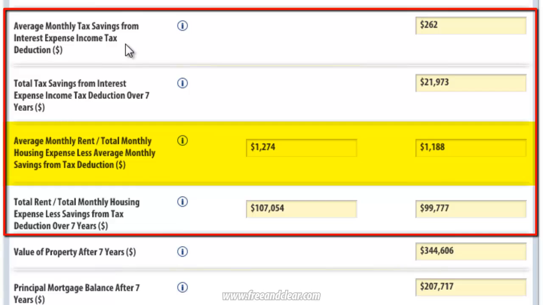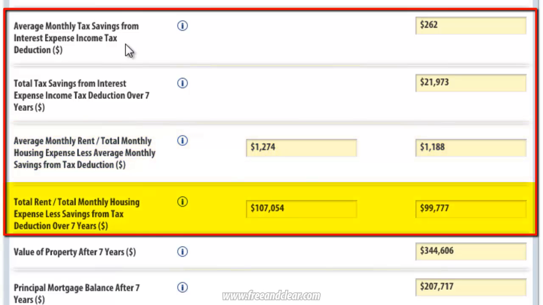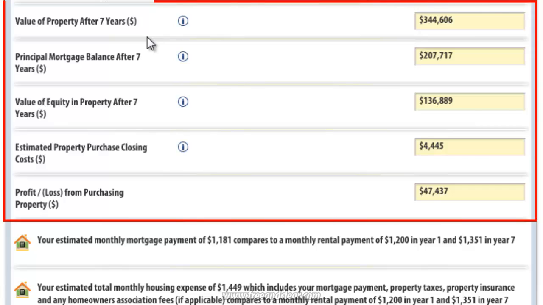Next, we compare our average monthly rental payment to our total monthly housing expense minus our average monthly tax benefit. And as you can see, when we factor in the tax deduction benefit, our total monthly housing expense is less than our rental payment, and our total monthly housing expense less our total tax deduction benefit over the first 7 years of the mortgage is less than the total of our rent payments over the first 7 years of the mortgage.